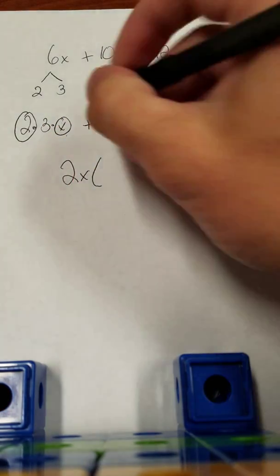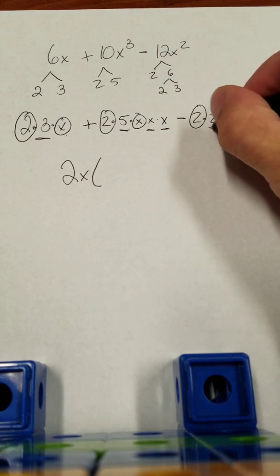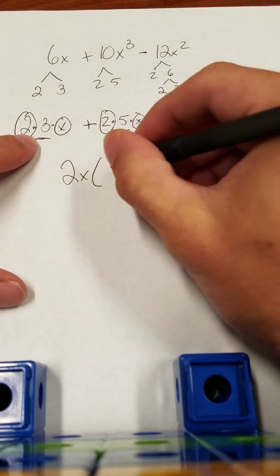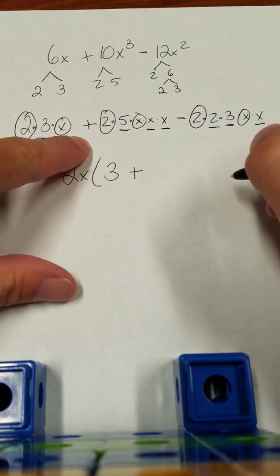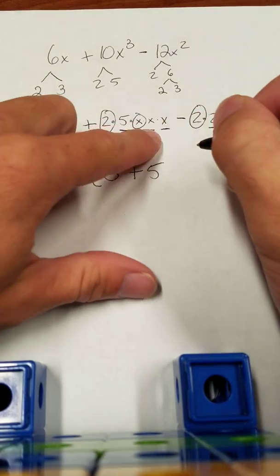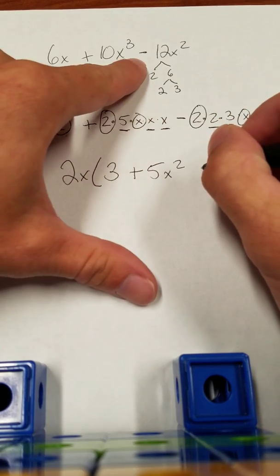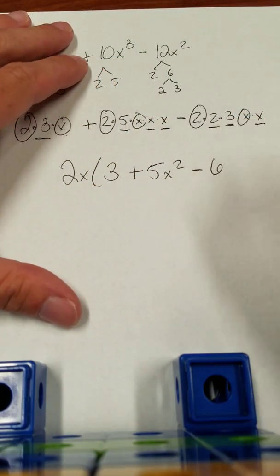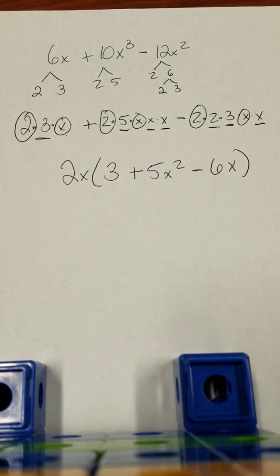Now, what's on the inside? The things left over. So I'm just underlining them to make it easier for me to see. The only thing out of this is a 3 that's left. Remember, that was a plus, so I'll leave a plus. A 5xx, so it makes x squared. That was a minus, so I'll leave it as a minus. 2 times 3, 6, and an x. So there you go. That's how we can tell that we've done it.